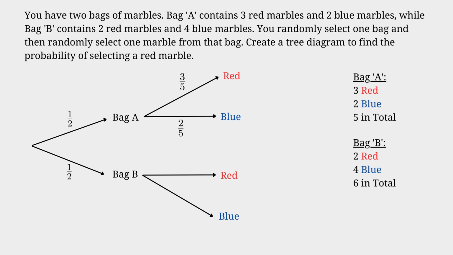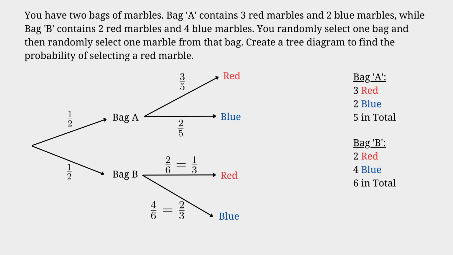The probability of getting a red ball in bag B is 2 over 6, because there are 2 red balls and 6 balls in total for bag B. 2 over 6 can be simplified to 1 over 3. The probability of getting a blue ball in bag B is 4 over 6, because there are 4 blue balls in a total of 6 balls in bag B. 4 over 6 can be simplified to 2 over 3.